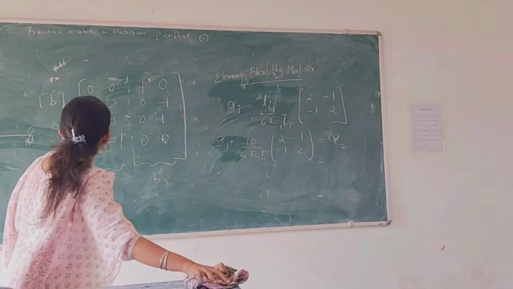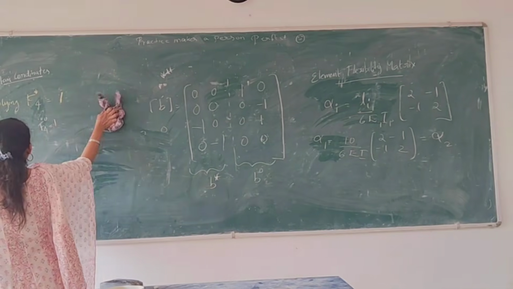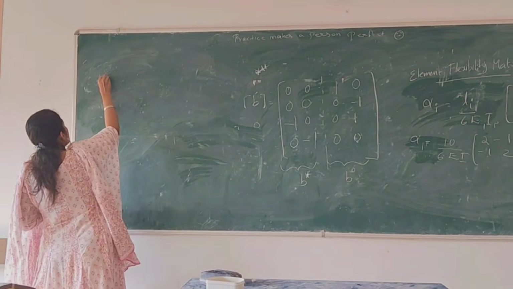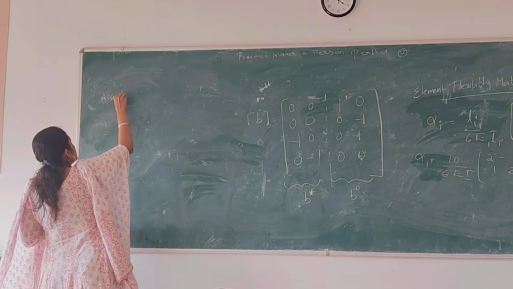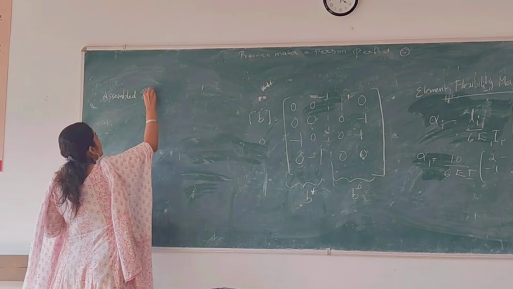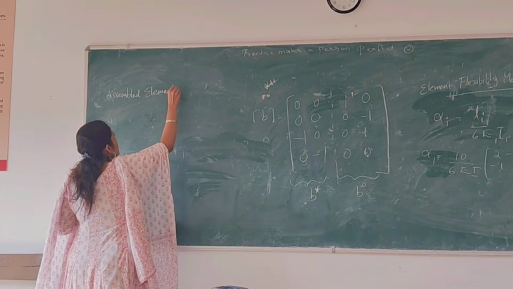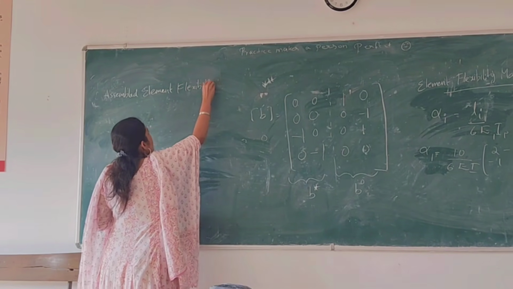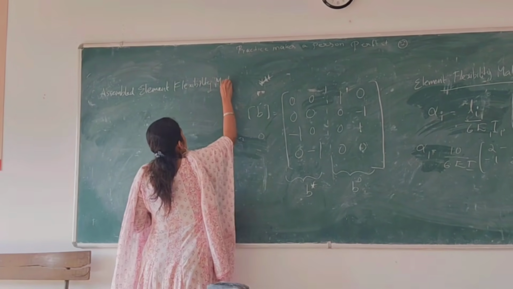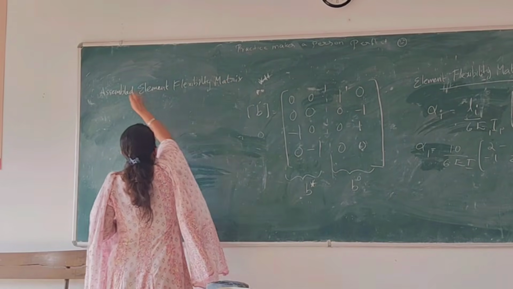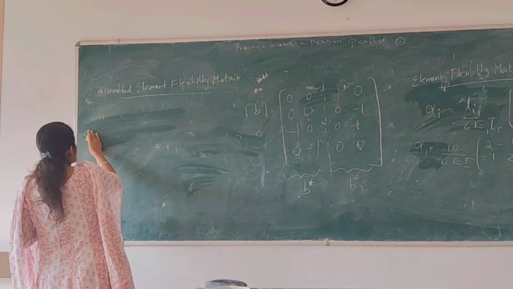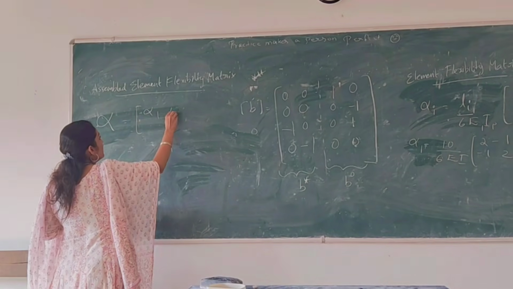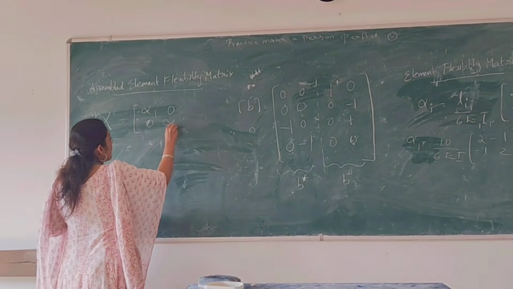Flexibility matrix. And next we have to generate the assembled element flexibility matrix. Assembled element flexibility matrix, it consists of alpha, which is going to be alpha 1, 0, 0 and alpha 2.